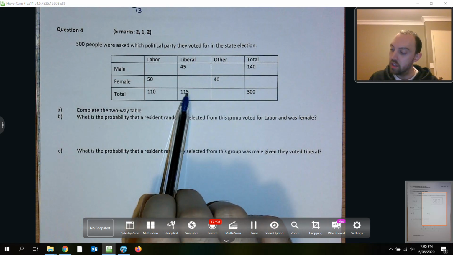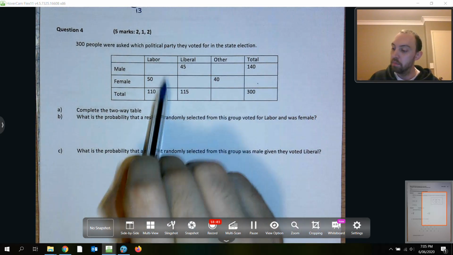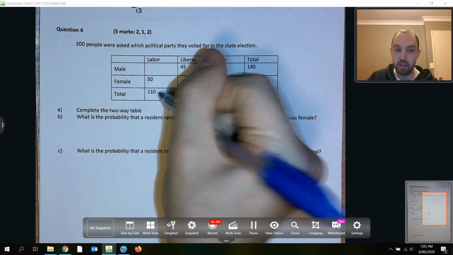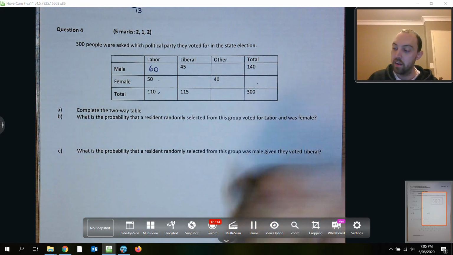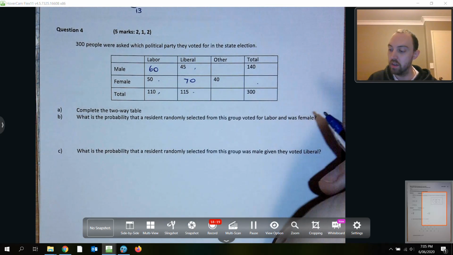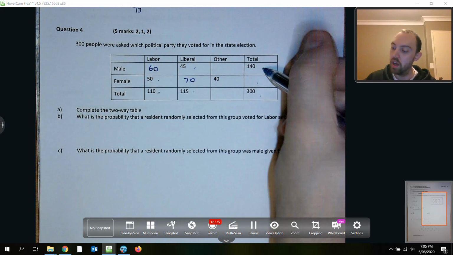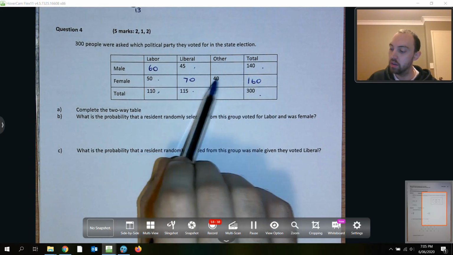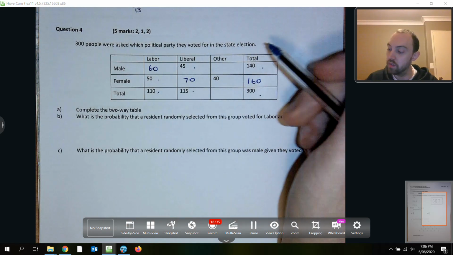If there is a gap, depending whether it is a total or it is a part, then it changes how we do it. We can do 110, take 50, and get 60. 115 take 45 is 70. 300 take 140 is 160. So then we should have 50 plus 70 is 120 plus 40 is 160. That's working for us so far, so that's good.